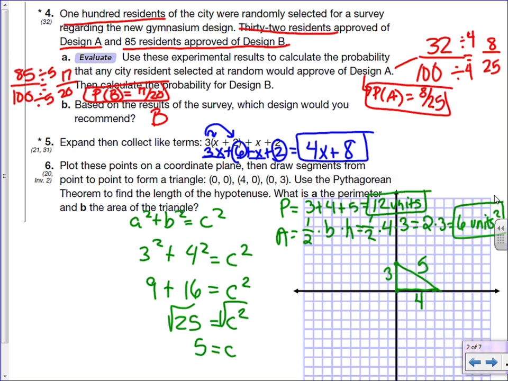And this triangle is a 3, 4, 5 triangle. It is a Pythagorean triple. It's one that would be good to commit to memory. It's pretty easy to remember because it's 3, 4, 5. And then we would not have had to do all of the work here with the Pythagorean theorem to figure out that the hypotenuse was 5.